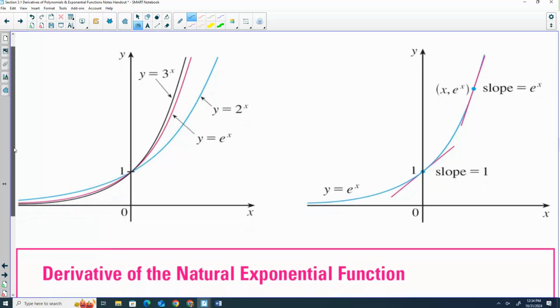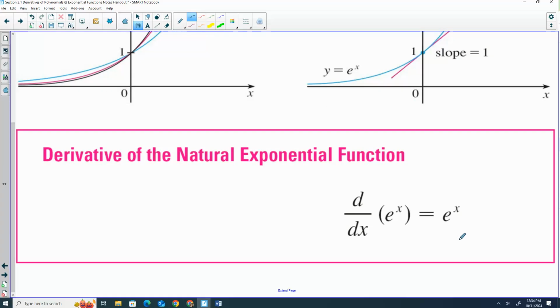Approximately. e is approximately 2.7, so it's going to fall between 2 to the x and 3 to the x. But the whole reason we like this one is the derivative of it is nice.